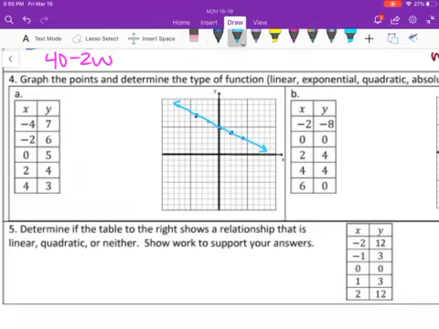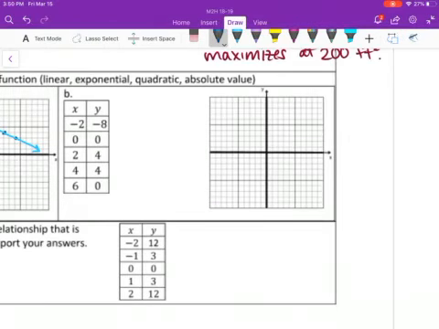Now, for part B, if you were to plot these points, -2, -8, 0, 0, 2, 4, 4, 4, 6, 0, it's clear that these don't make a line, and you might be thinking, oh, maybe it's absolute value. We just talked about that. But if you were to draw a straight line between those, it doesn't touch these two, so it's not absolute value. When you connect them, it actually forms a parabola, which means this is a quadratic.